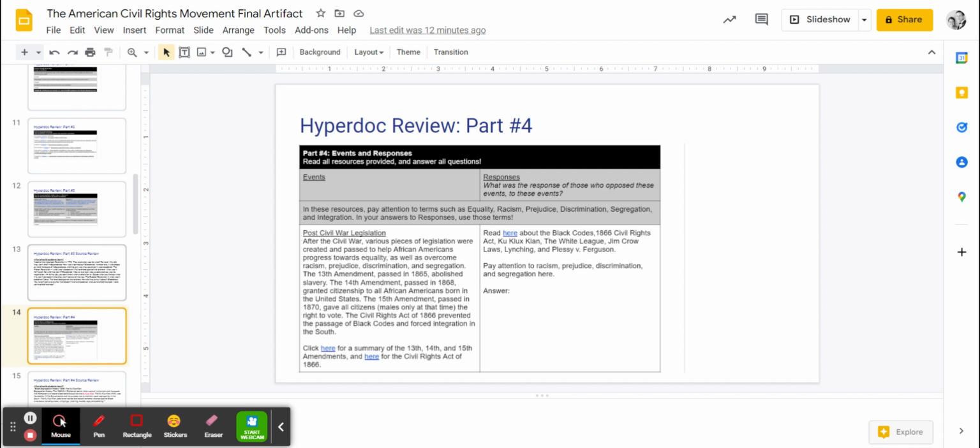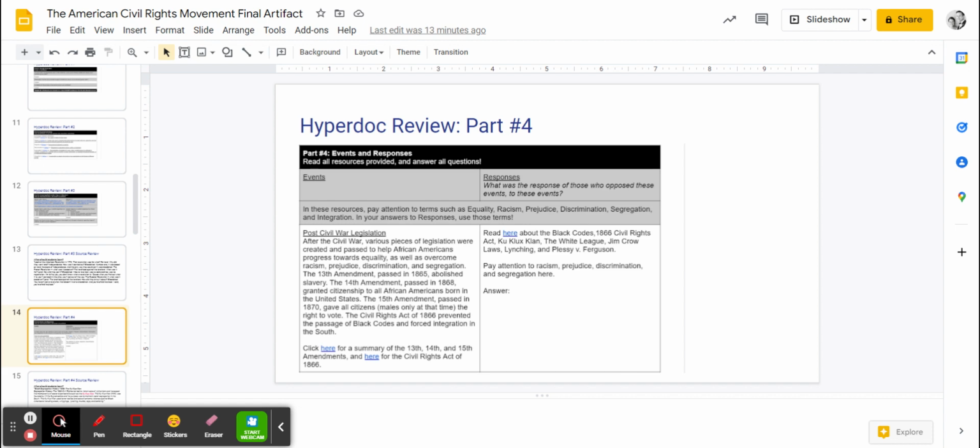In part 4, I have students looking at 5 key events of the civil rights movement from the end of the Civil War all the way up through the Selma to Montgomery March. So I have students first looking at post-Civil War legislation that was passed to move African Americans toward equality. But then again, the key idea of part 4 here is that students are looking at the responses.